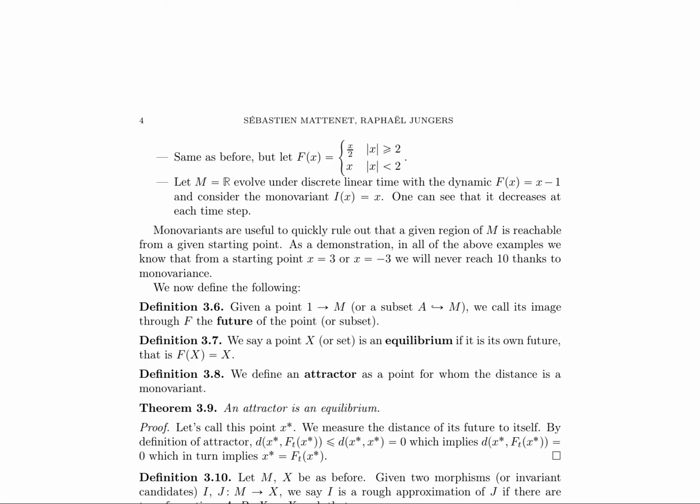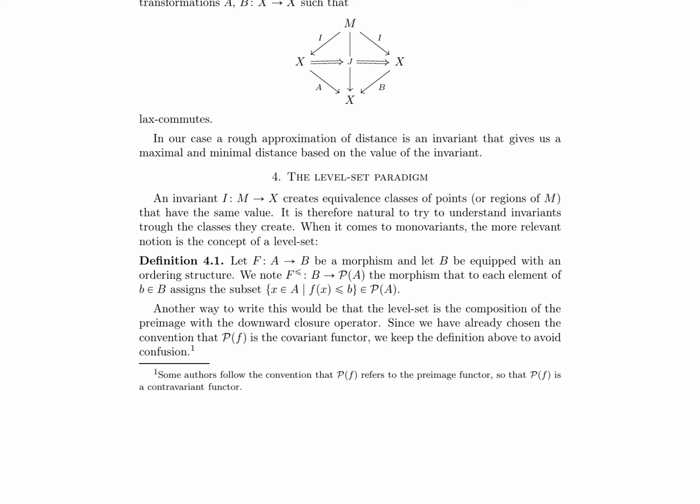The level-set paradigm is a fundamental tool for analyzing system behavior, involving the understanding of invariants through the equivalence classes they create. Specifically, the level set of a morphism F: A → B is defined as the subset of elements in A whose image under F is less than or equal to a given element b in B. This concept is essential for identifying regions that share similar properties under the action of the dynamic F.